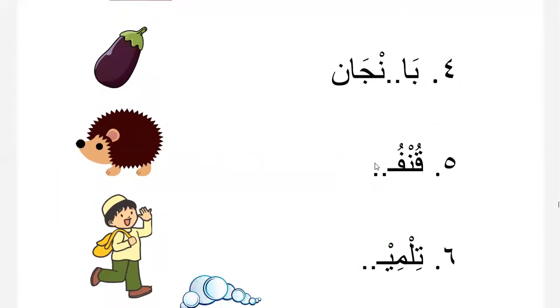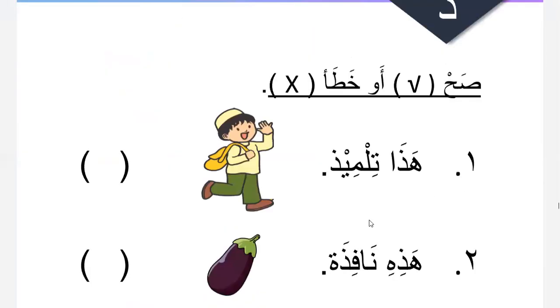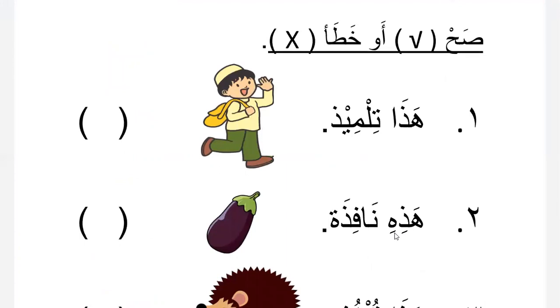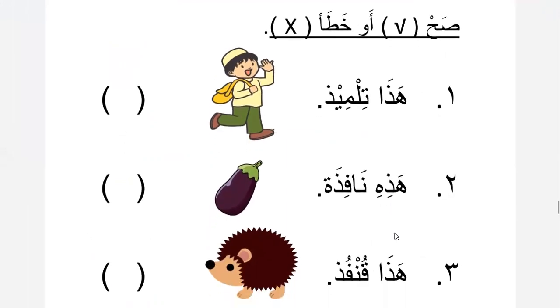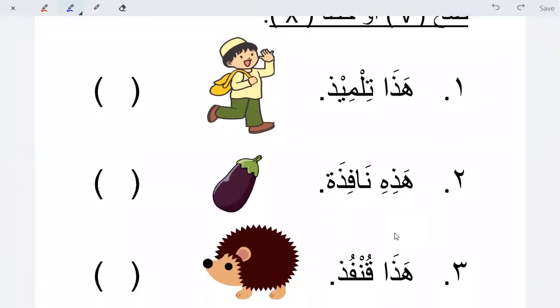Bazinjan. Good. Brinjal. Kunfus. Hedgehog. Tilmid. Student. Correct or wrong? Latifa. Has a tilmid. This is a student. Sahi.